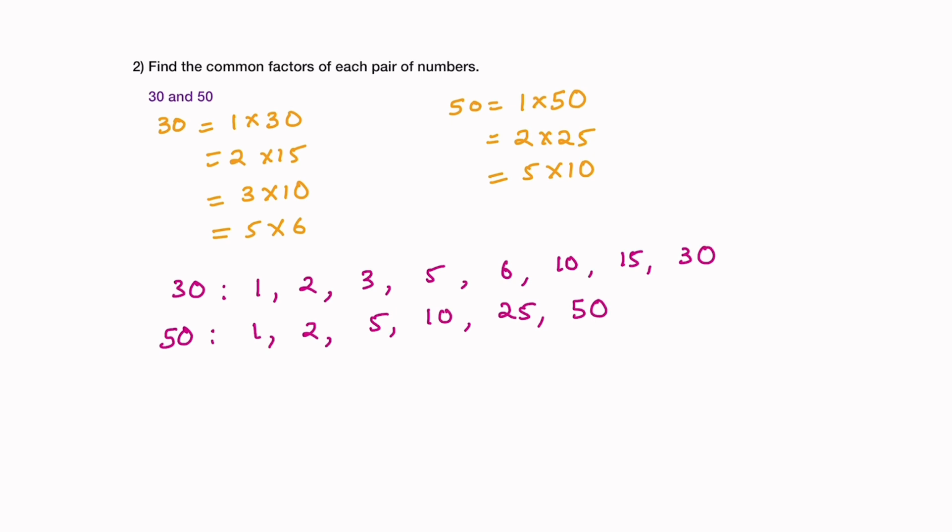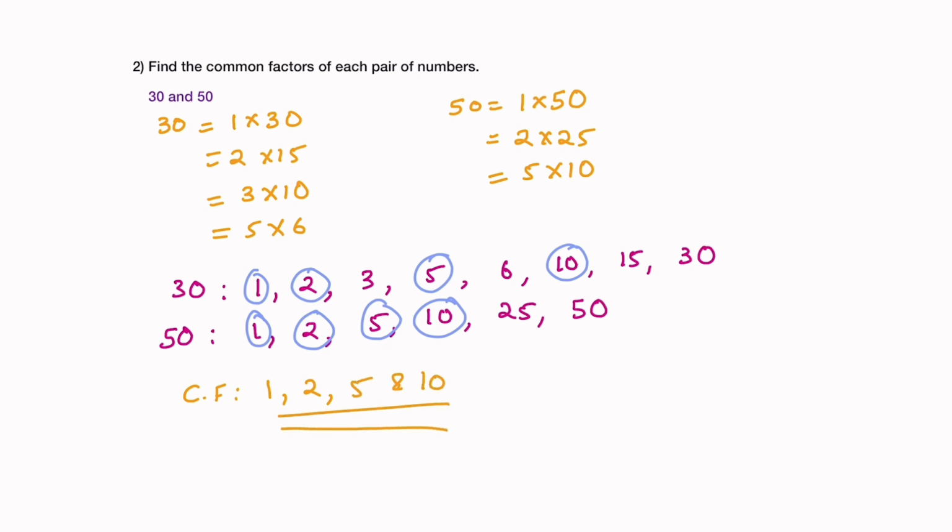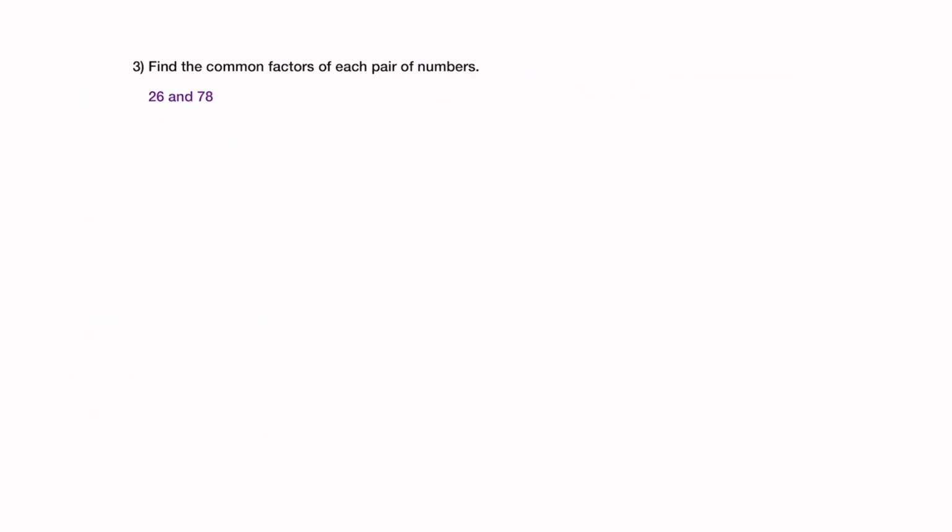Now let's check the common factors. 1 is there. Of course, 1 will always be there, right? Then 2 and 2. 3, we don't have it here. 5 and 5. 6 is not here. 10 and 10. 15 is not here. 30 is not here. So the common factors, you're going to write the whole thing. Common factors of 30 and 50 are 1, 2, 5 and 10. And it's done. Let's go for the next one.